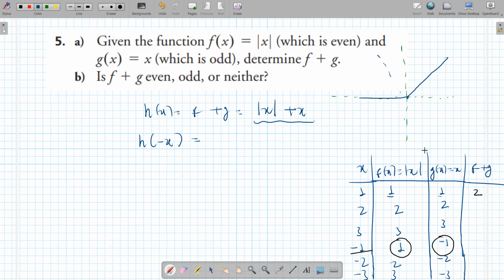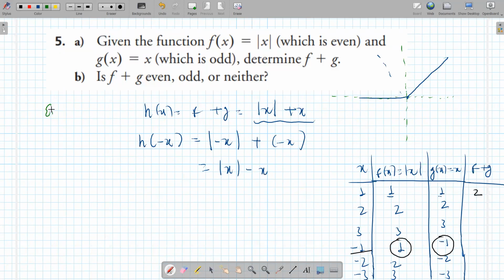You're just going to replace wherever you see an x with a negative x. So you will get negative x plus negative x. What's the absolute value of negative x? It's always going to spit out a positive number, right? So the negative sign there is going to make no difference, but it is going to make a difference here. Okay, like that.